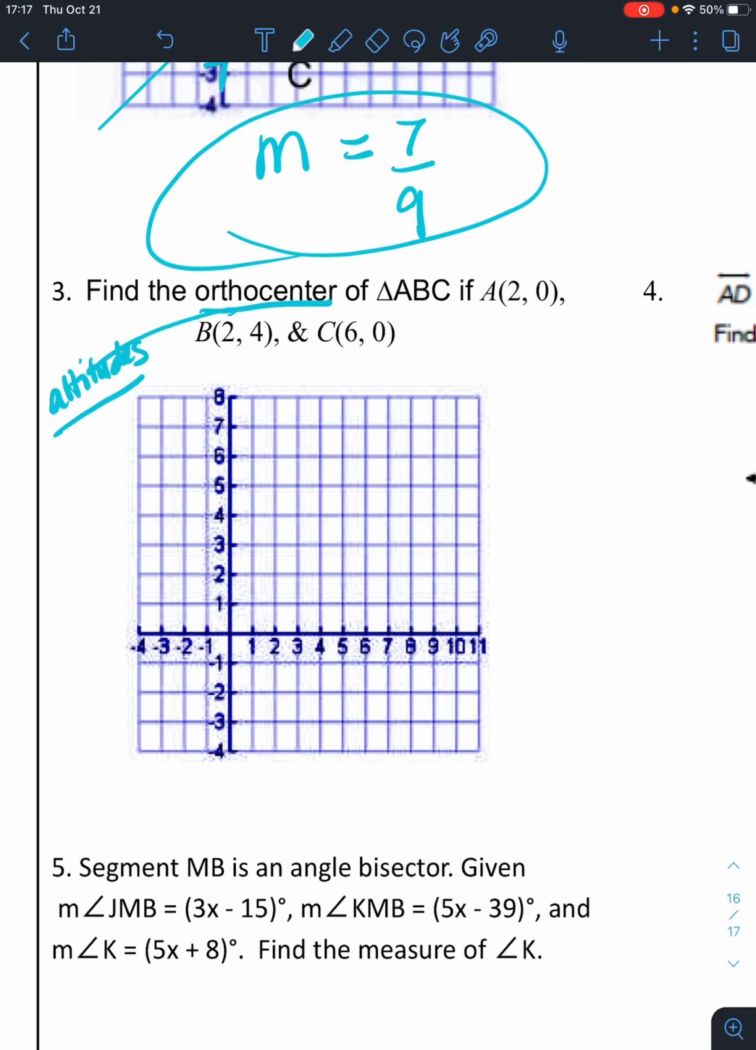Okay, so A is at (2, 0), and B is at (2, 4), and C is at (6, 0). So the good thing is that we have a right triangle here, and if you look back at your notes, with right triangles, it makes it really easy.